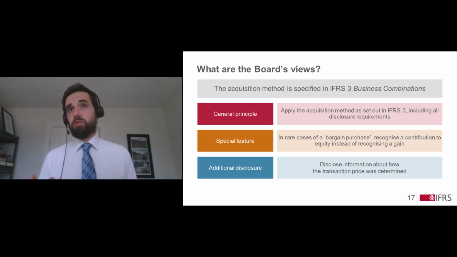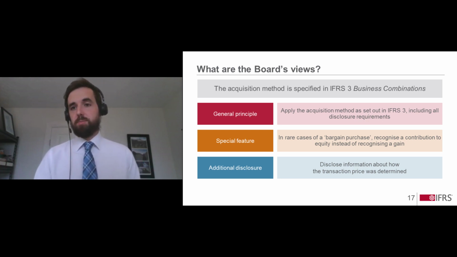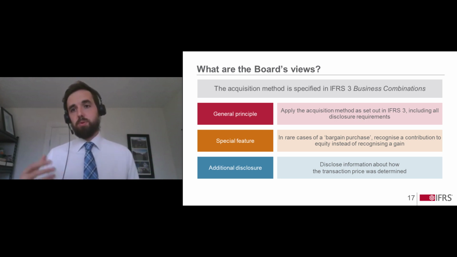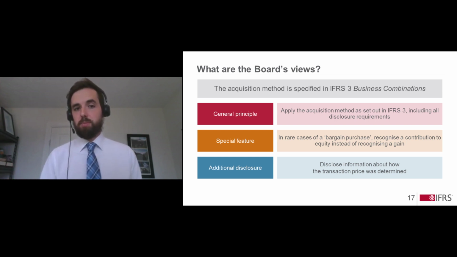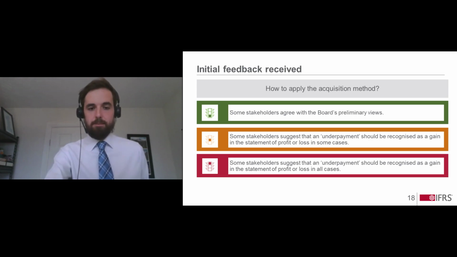In terms of disclosure as well, the board's concluded that because these business combinations are under common control, there are related party transactions, and so IAS 24 related party disclosures would apply, and so there would be additional information about the transaction price, and the board would look to provide application guidance on the type of information that would be disclosed about the transaction price. I will hand it over to Julia again to share the initial feedback on this topic.